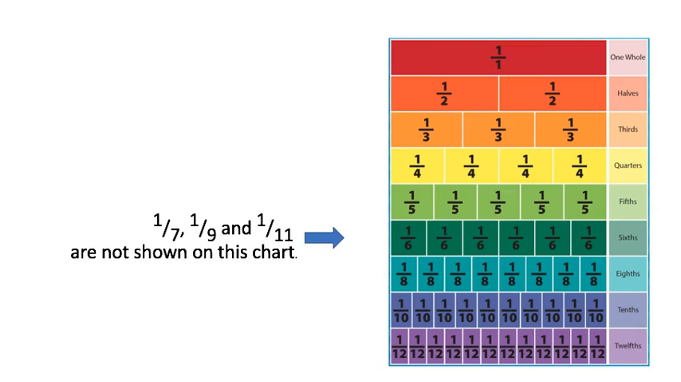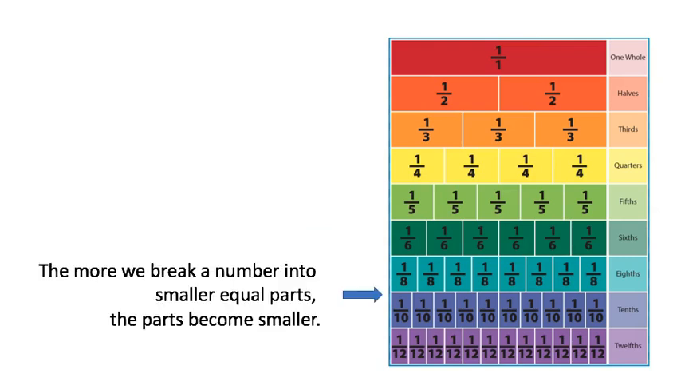1/7, 1/9 and 1/11 are not shown on this chart. Where would they go if they were shown on this chart? The more we break a number into smaller equal parts, the parts become smaller. So you can see that thirds are quite a large share, but when we come down to the 12ths or the 13ths or the 15ths, the number value becomes much smaller.